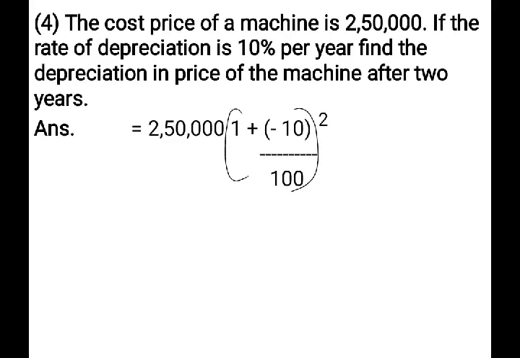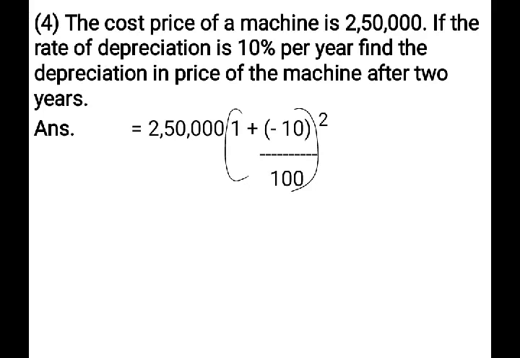Why have I taken rate of interest minus 10 upon 100 in the bracket? Because if rate of depreciation is given, it becomes negative percent. So in the formula also you have to substitute the value of rate of interest minus 10 upon 100, or any negative percent, if rate of depreciation is given.